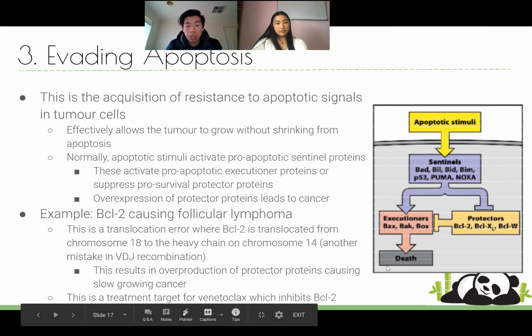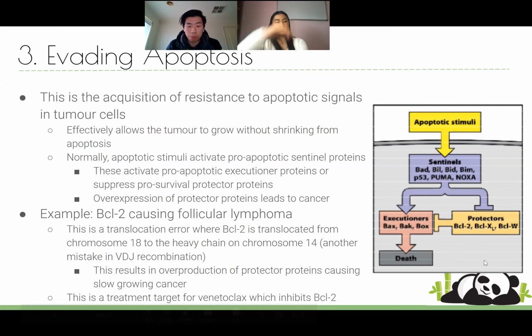And if you have too much of this protector protein, it will swap your execution of proteins from signaling into death. And effectively, that's what BCL2 does here in follicular lymphomas and a whole bunch of other cancers, where the BCL2 is translocated from chromosome 18 onto chromosome 14, which is another one of those VDJ recombination genes which allow for your antibodies to be more specific to whatever specific thing it is. And that's, again, one of those more proliferative, promoted regions, and will result in overproduction of those protector proteins, and will therefore allow for this to evade apoptosis.